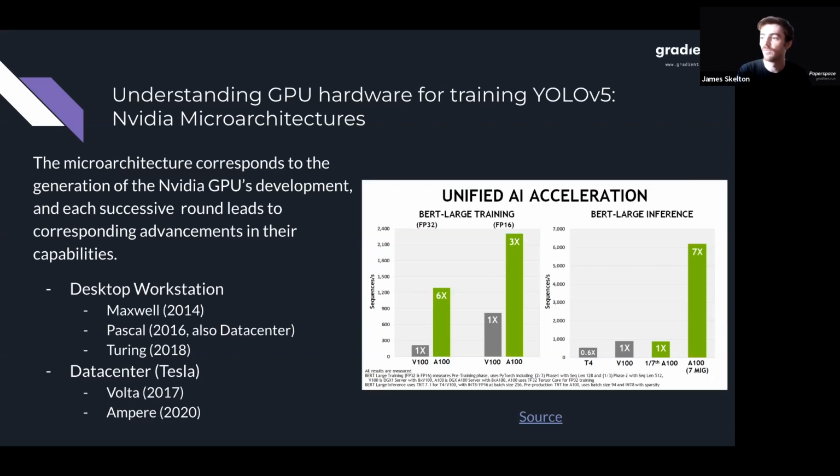Next, I want to just briefly introduce some of the microarchitectures for the GPUs that we're going to be talking about today. The microarchitecture corresponds to the generation of the NVIDIA GPU's development, and each successive round of development leads to corresponding advances in their capabilities. So there are two classifications for these GPUs. They are namely the desktop workstation, I should say, and the data center, formerly known as Tesla GPUs. In the first category, we have examples today from Maxwell, which was introduced in 2014.